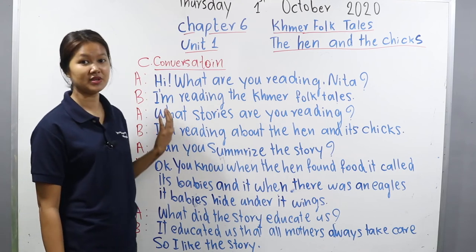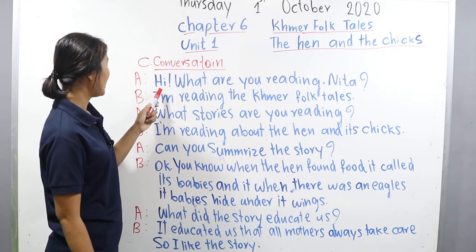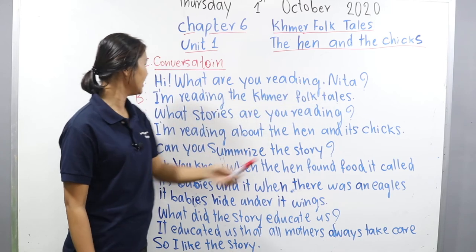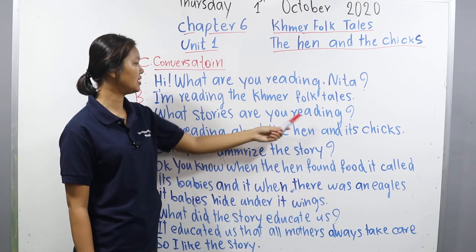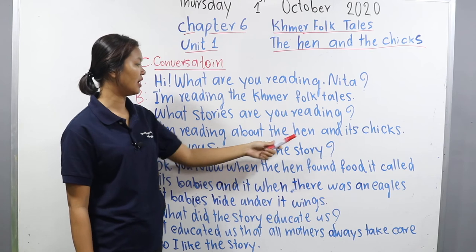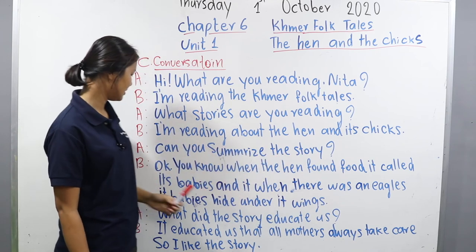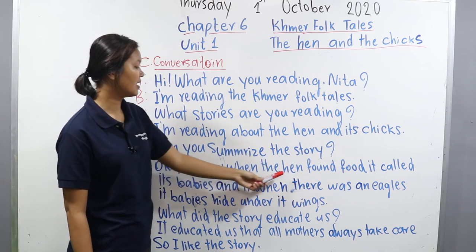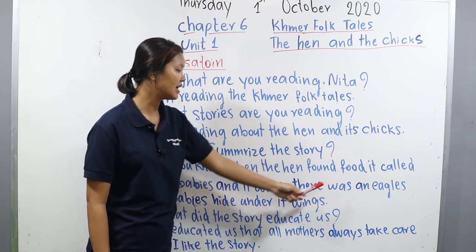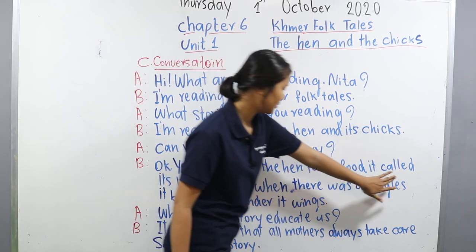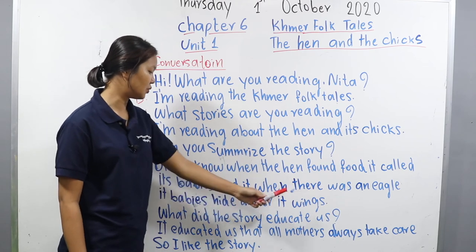First, I want you to listen to me first. Just listen to me, I'll read for you. So, conversation. Hi, what are you reading, Nita? I'm reading the Khmer folk tales. What stories are you reading? I'm reading about the hen and its chicks. Can you summarize the story? Okay, you know when the hen found food, it called its babies. And when there was an eagle, its babies hide under its wings.